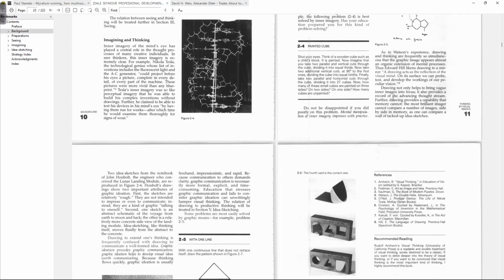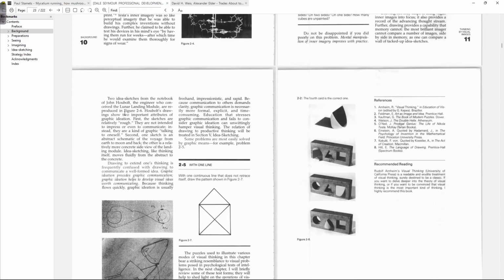spectacular vision. Drawing not only helps to bring vague inner images into focus, it also provides a record of the advancing thought stream. Further, drawing provides a capability that memory cannot. The most brilliant imager cannot compare a number of images side by side in memory as one can compare a wall of tacked-up idea sketches. Two idea sketches from the notebook of John Hubble, the engineer who conceived the lunar landing module, are reproduced in figure 2.6. Okay.